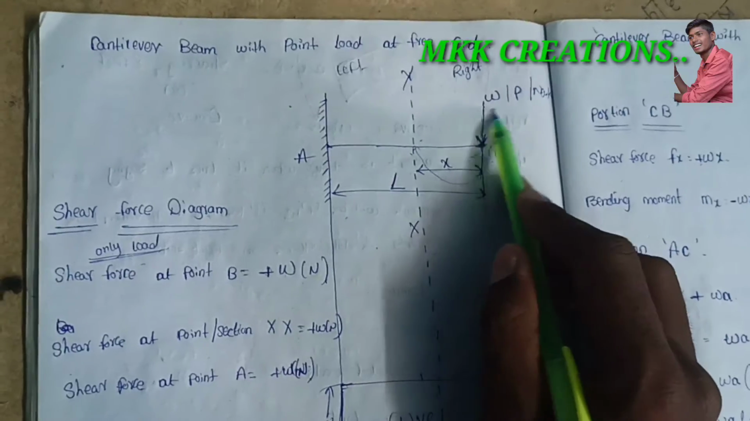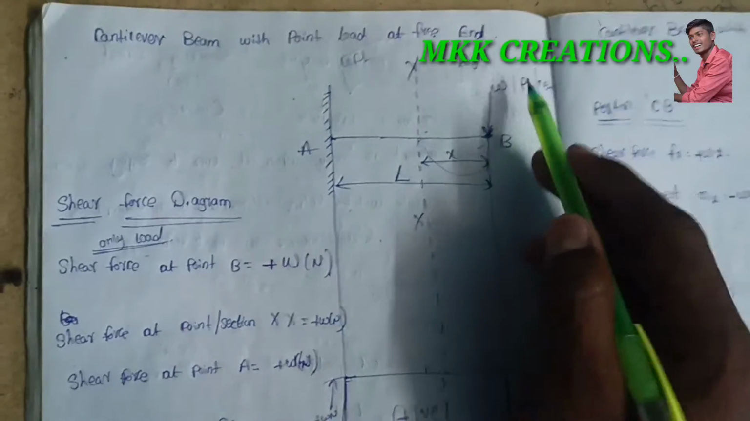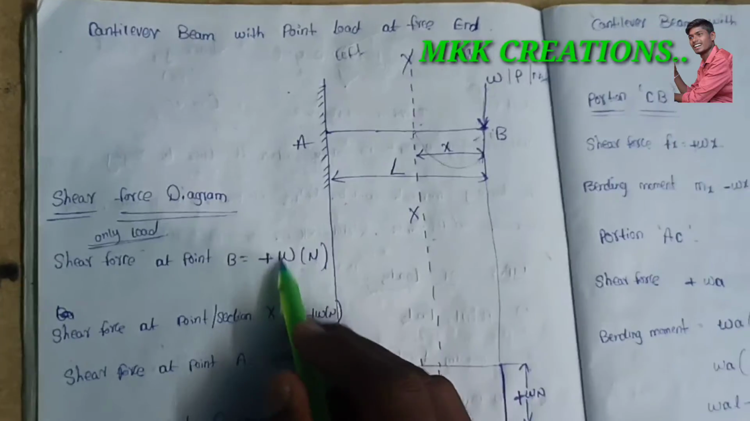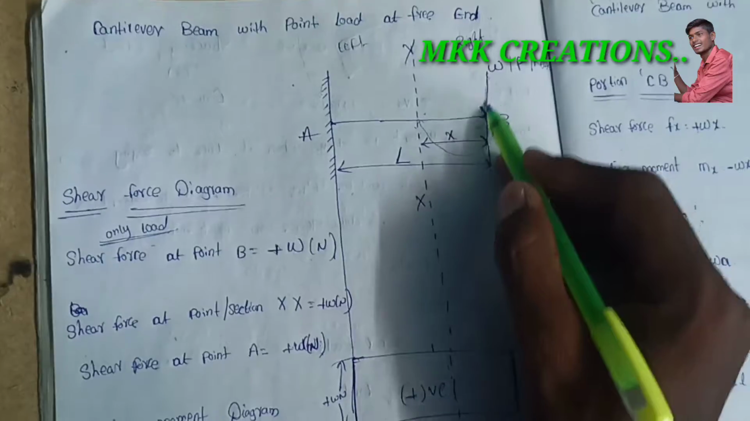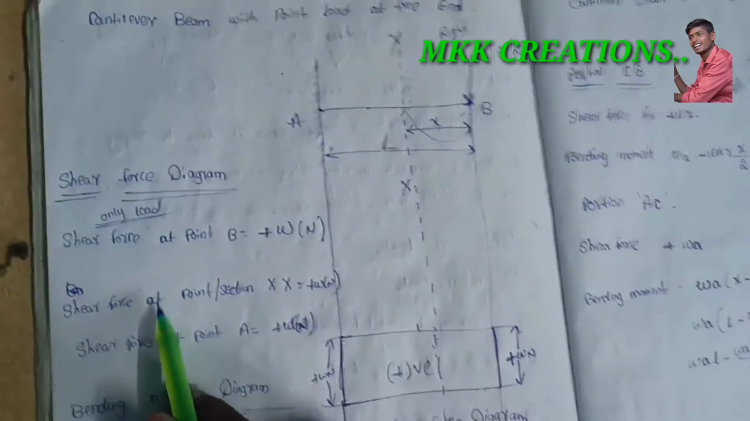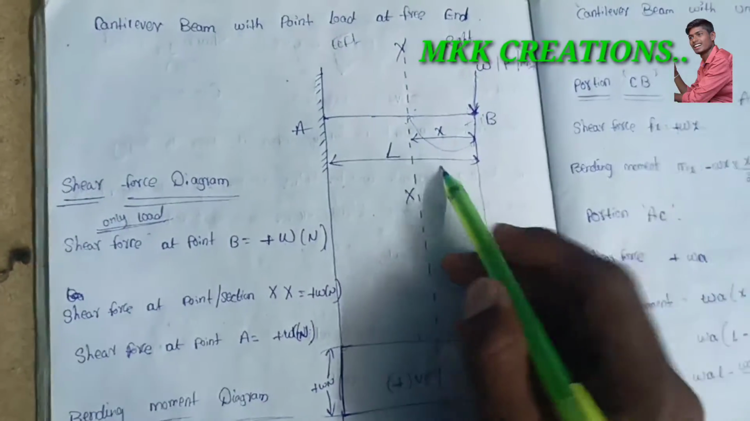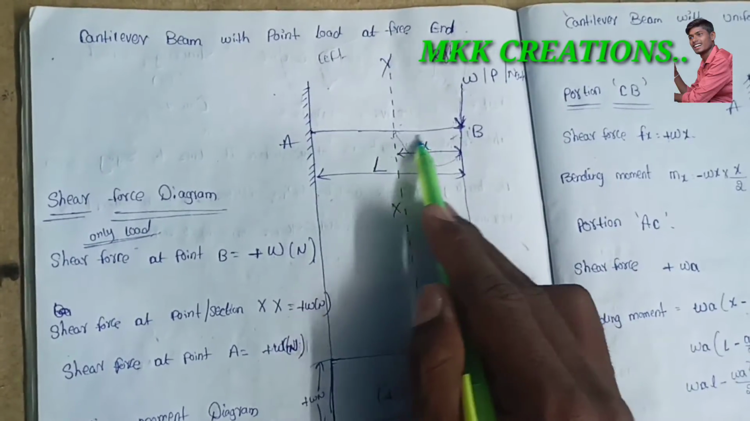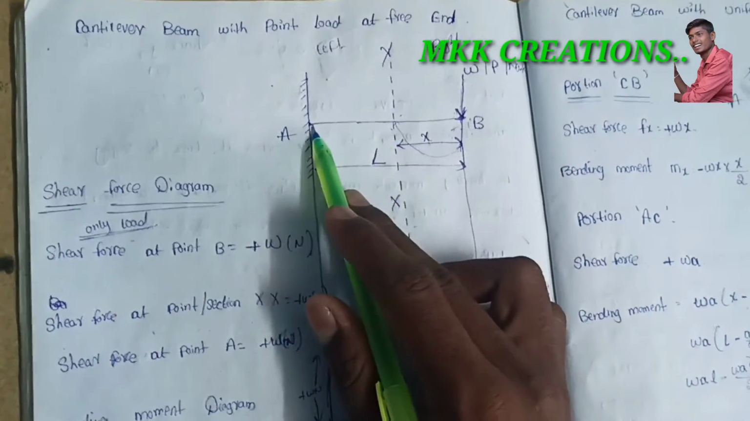If in place of W there is a value for the load, that means 20 kilonewtons or 40 kilonewtons, then we just write the value in positive form, plus 20, because the right side is acting downwardly. At that time we use a positive sign. Last class we discussed that. Next, the shear force at section XX is plus W only, because there is only one force, the W load, acting in this entire length.